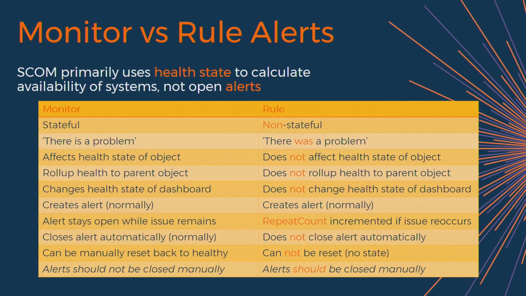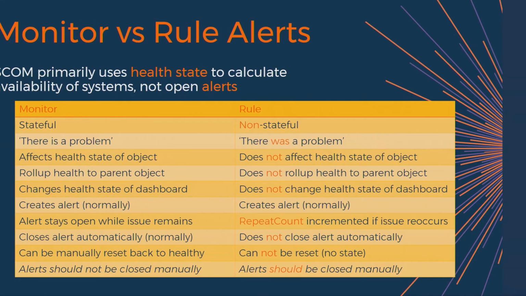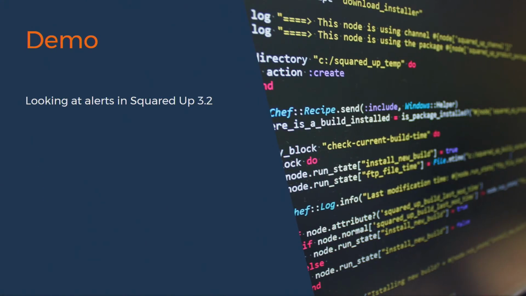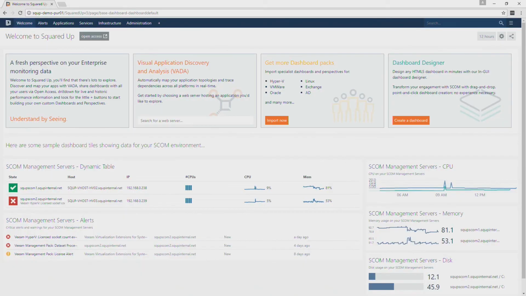Okay, great. Let's get stuck in with the product now. So let's look at Squared Up. You drive, I'll talk. Let's work through looking at alerts in Squared Up 3.2. We made a number of changes. This was on the release webinar. What we'll do is recap on that a little bit, maybe go a bit deeper, and then look at health state summaries to finish off.